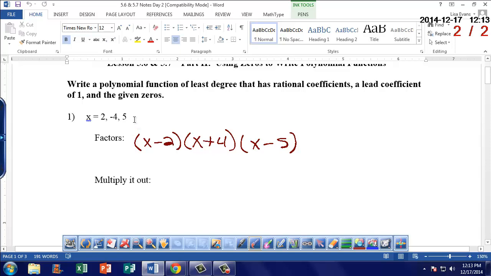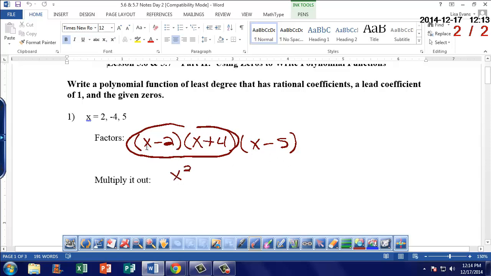So this is pretty easy. So how do we work backwards? We just multiply it all out. And we've already done polynomial multiplication. So in this case, I'm going to go ahead and FOIL that. And then I'm going to take my new polynomial and multiply it by x minus 5.